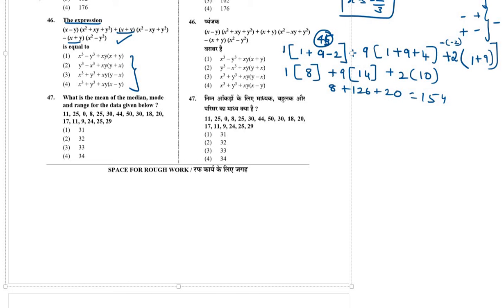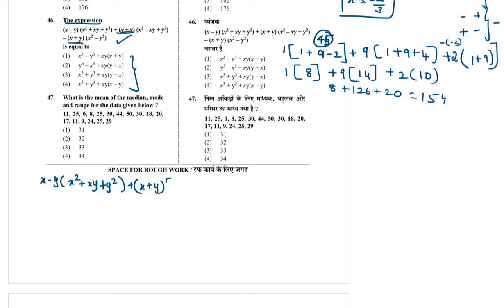So first I am taking the first expression as it is, no change: x squared plus xy plus y squared. And then in the second and third, x plus y is common, so we can take it out one time. Remaining term you can write here: x squared minus xy plus y squared.